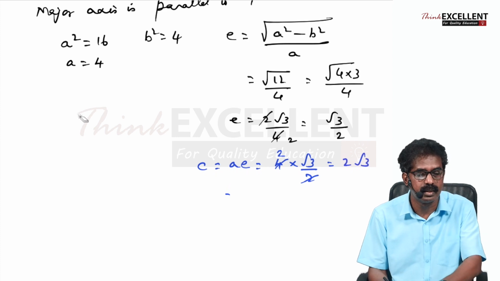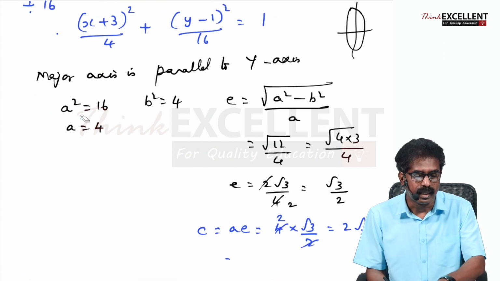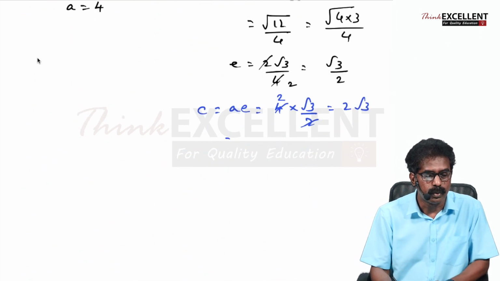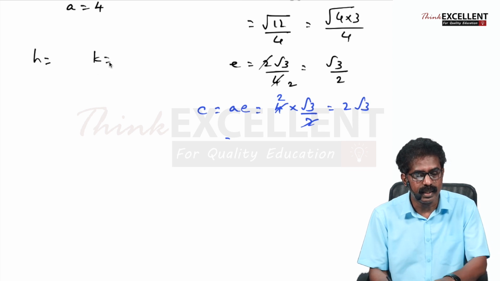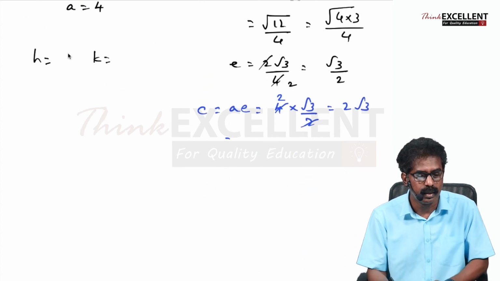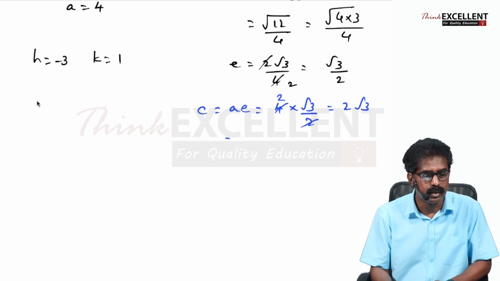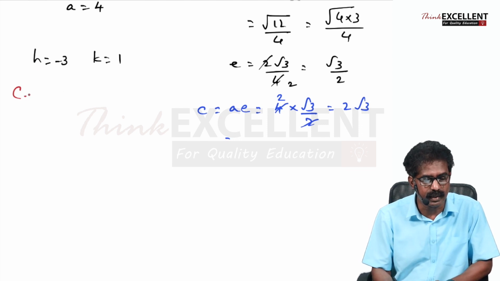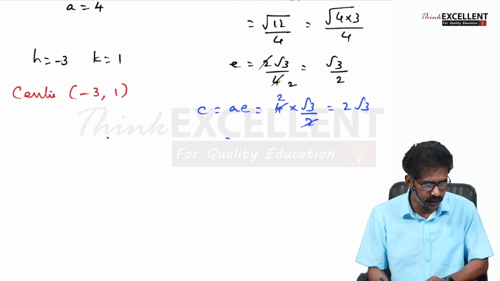First, what they asked. Center. So center is h comma k. So what is the h value? What is the k value? Find out. See the equation: x plus 3, so minus 3, and y minus 1. So change the sign. Minus 3, 1, right? Minus 3, 1. So first they asked to find the center. Center is minus 3, 1. Okay, so this is the center.